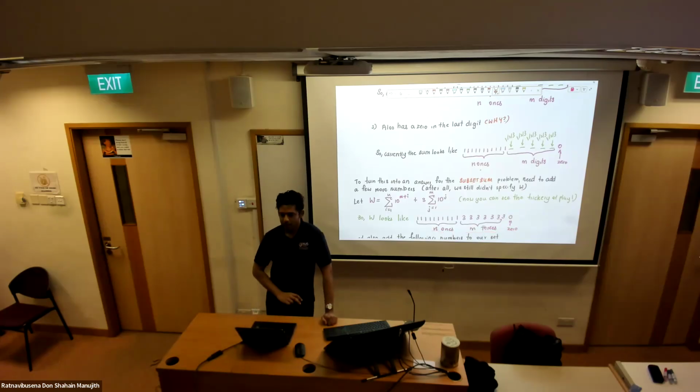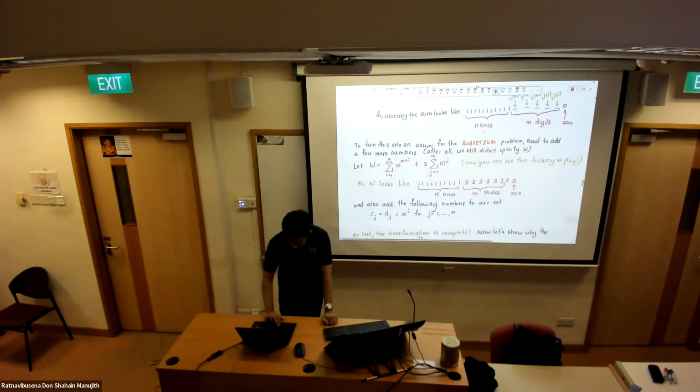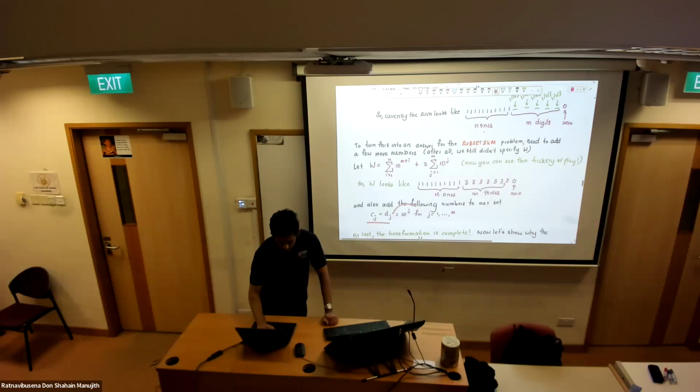And in addition to defining AIs and BIs, we also define a few more numbers, CJs and DJs. Okay, so let's look at what these are. So we also need to add CJ and DJ equal to 10 to the J for J equals 1 through M. Recall, these are for the clauses, strictly for the clauses. So for every clause, 1 through M, we define two more numbers called CJ and DJ.